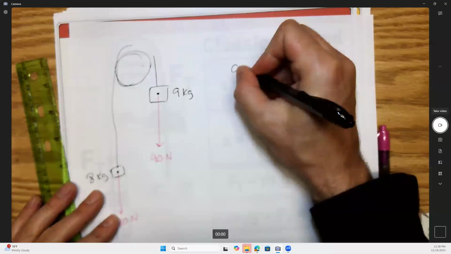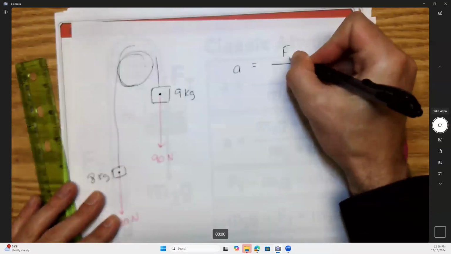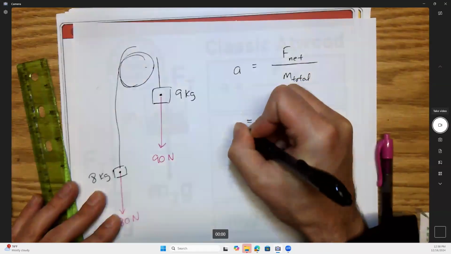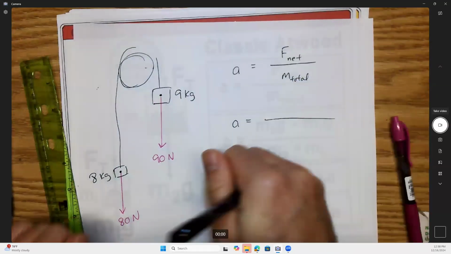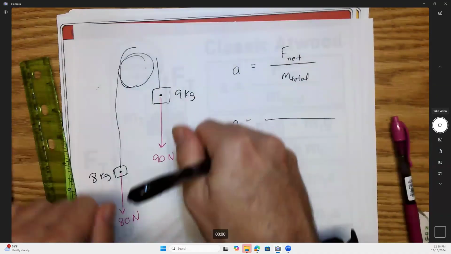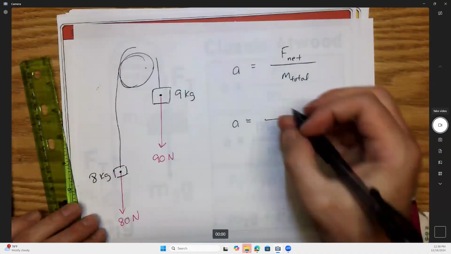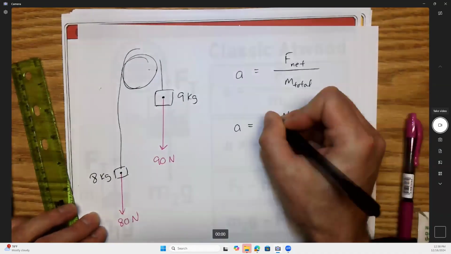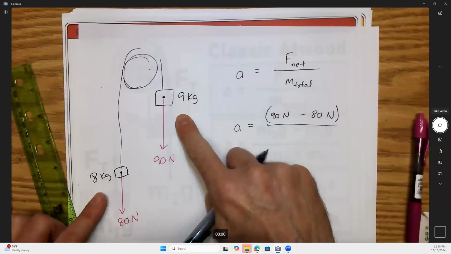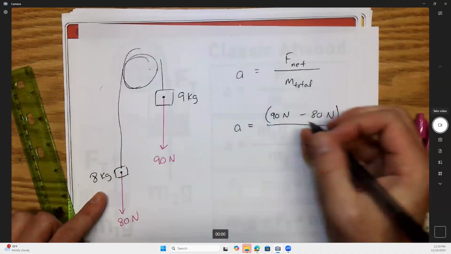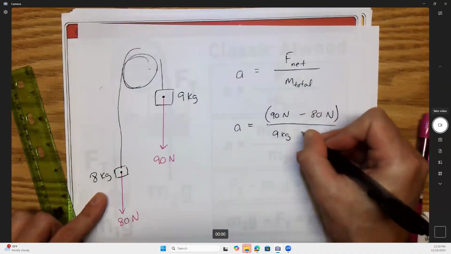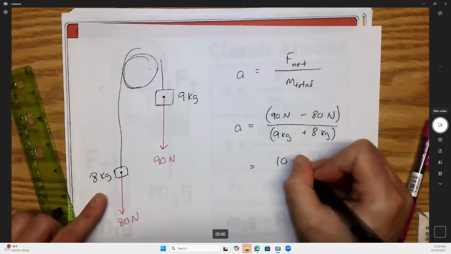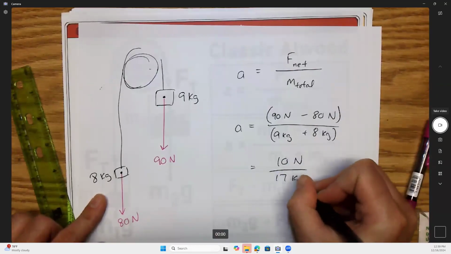So I'll set up Newton's second law. Acceleration is net force acting on some total mass. Okay. So, guys, clockwise versus counterclockwise. What is the net force? 10 newtons. Yeah. 90 newtons minus 80 newtons is 10 newtons net force. Okay. How much total mass is being moved around? 17 kilograms, right? 9 kilograms plus 8 kilograms is 17 kilograms. I got 10 newtons net force moving 17 kilograms.